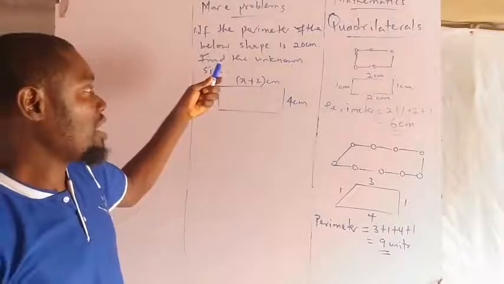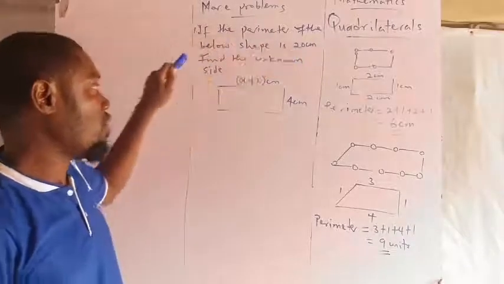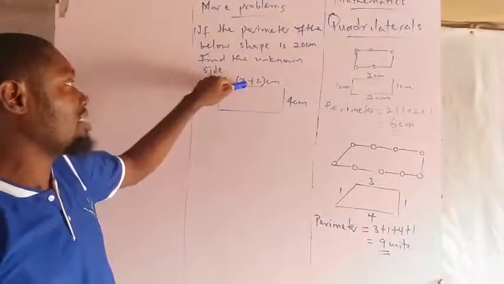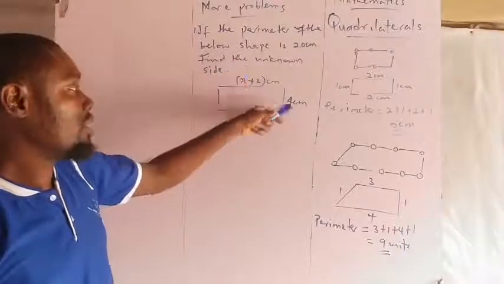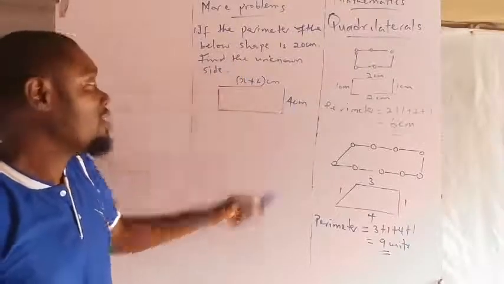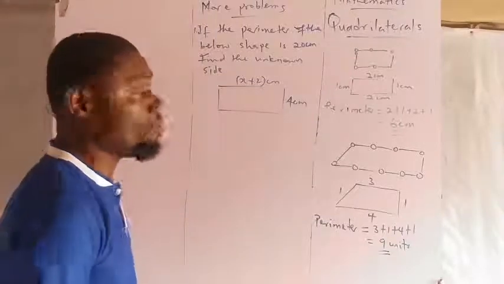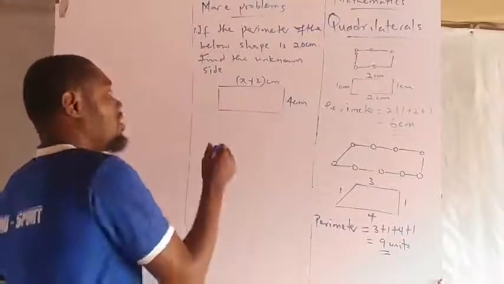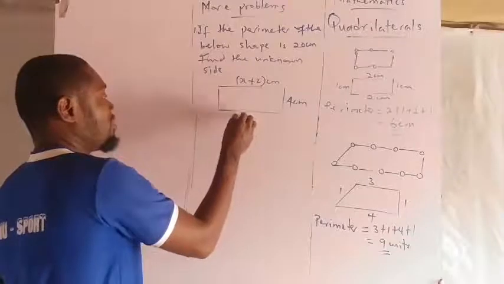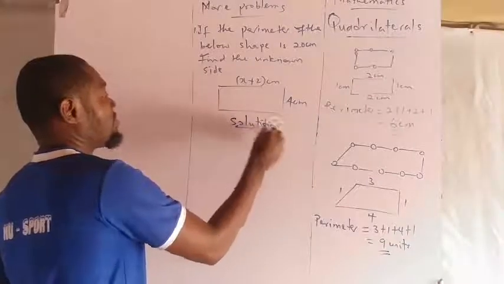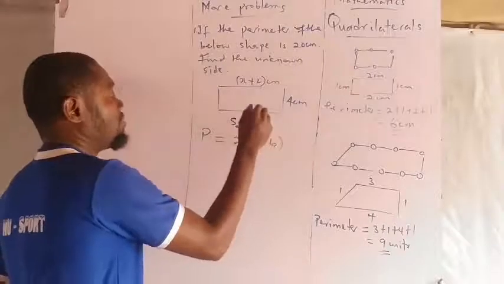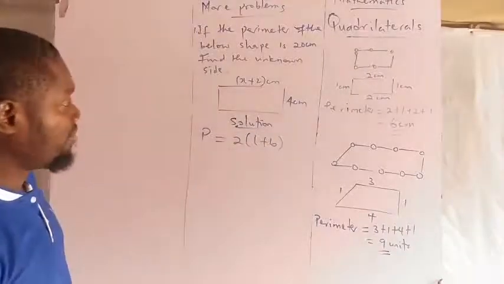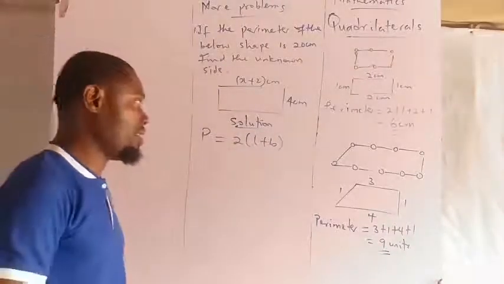So they have given you what the perimeter is to be 20. All they want to do is to find the unknown side, which is x plus 2 centimeter. This is already known, this is 4 centimeter. So the first thing you do is to state your mathematical formula for perimeter of rectangles or this type of shapes. Solution. Perimeter is equal to 2 into L plus B. Perimeter is equal to 2 into L plus B.